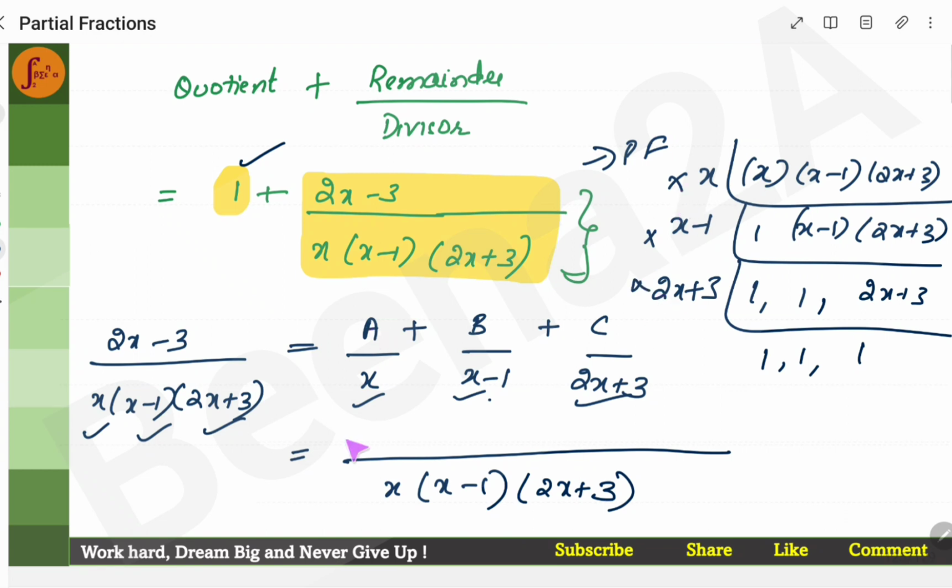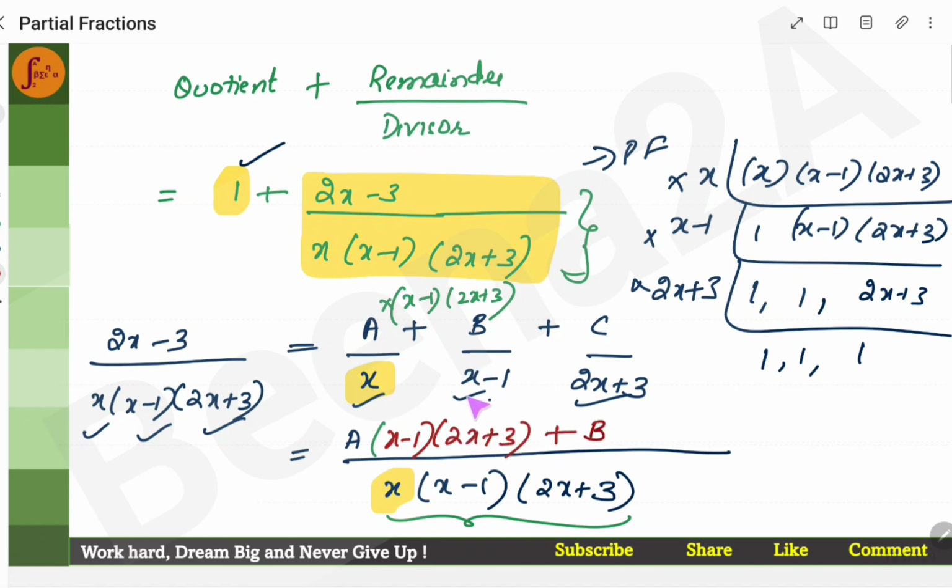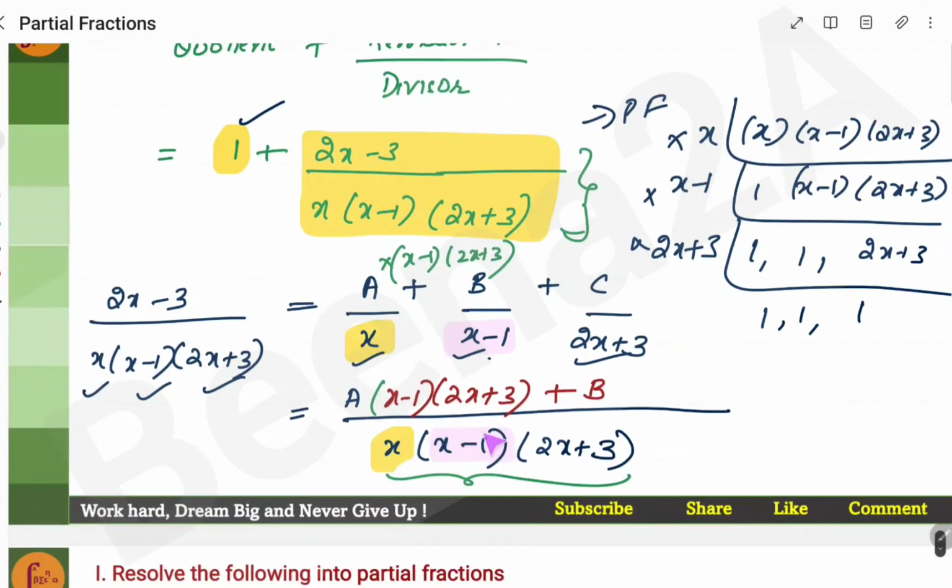Now, what should I multiply with A to get this LCM? I already have x here. What are the remaining terms? x minus 1 and 2x plus 3. If I multiply the remaining terms with this x, I'll get this entire LCM. So I need to multiply with x minus 1 and 2x plus 3. Now I'll go to the second one, B. Here I already have x minus 1. So what are the 2 terms left? x and 2x plus 3. So I have to multiply this with x and 2x plus 3. Now I'll go to the next one, C. Here I have 2x plus 3 already.